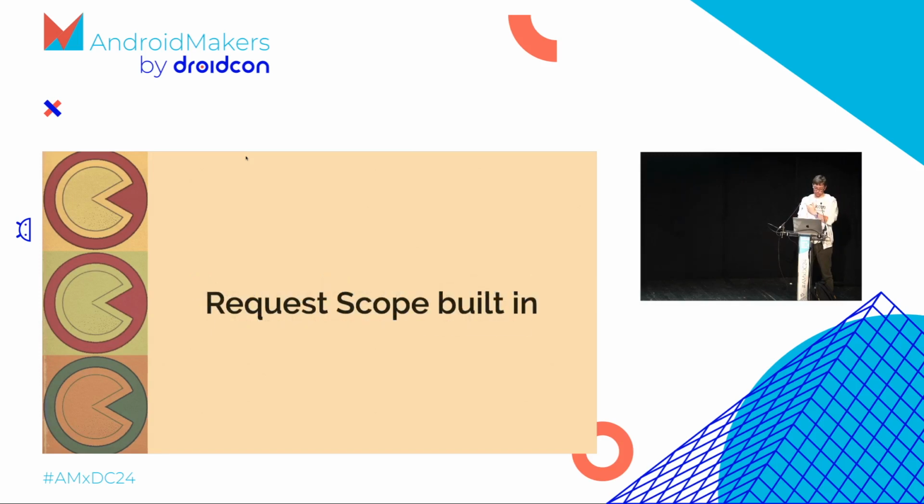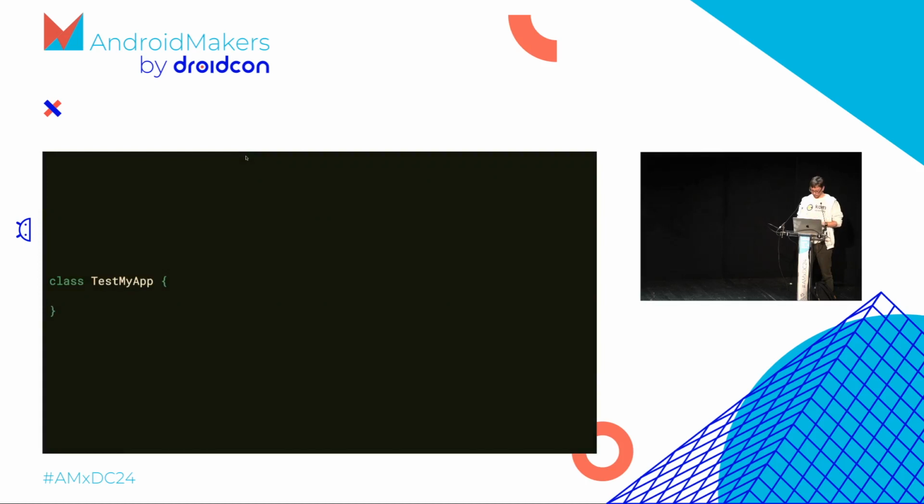You have some features like request scope. That means that you have created object from the lifetime of a request. And also you can test easily inside. Let's test our little application.